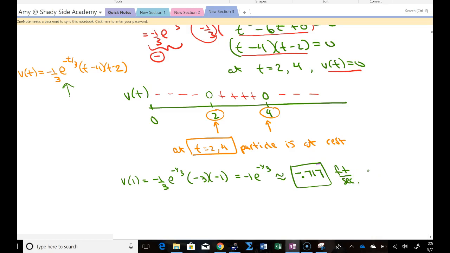Okay, let's talk about this for a minute. At time t equals 1, which is right between 0 and 2, obviously, the velocity is negative 0.717 feet per second.